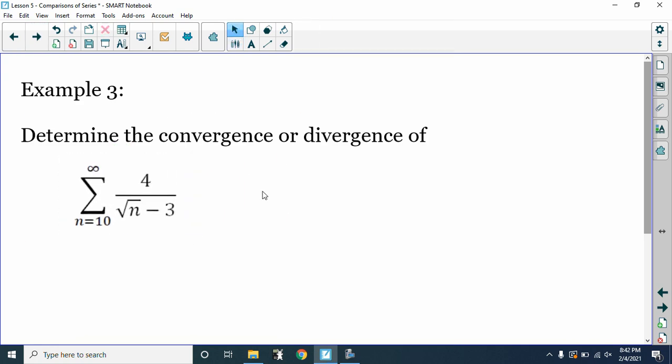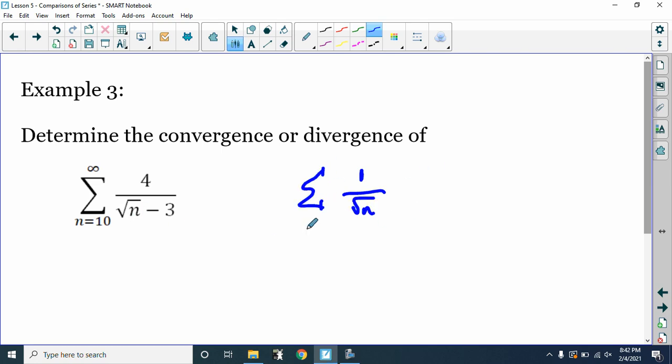So this one asks us to determine the convergence or divergence of the sum as n starts at 10 and goes to infinity. Again, it's starting at 10 so that when I plug in 10, 11, 12, 13, and so on, I'm getting all positive numbers, of 4 over root n minus 3. To figure out what we're going to compare that to, you take the highest power of n in the numerator and the highest power of n in the denominator. I don't have any n's on the top, so I'm going to go with 1 on the top. And on the bottom, the highest power of n is root n. So this is what we are going to compare it to.